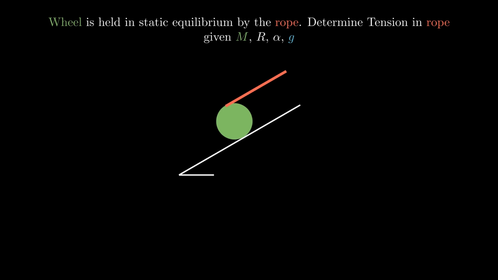The known variables are the mass m and radius r of the wheel, the angle of the slope alpha, and the gravitational acceleration g. To break down the mechanics, we first mark all the required forces in the diagram.